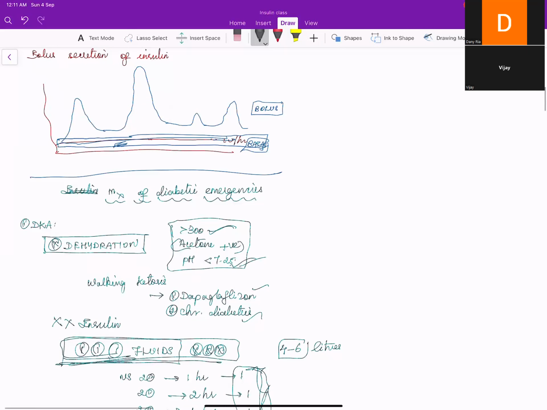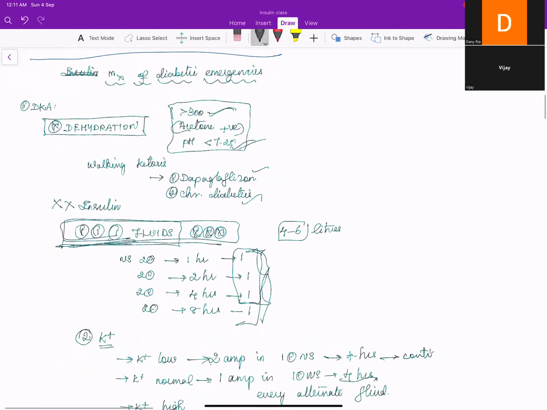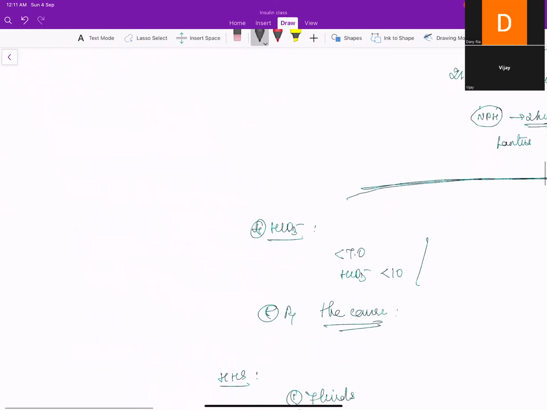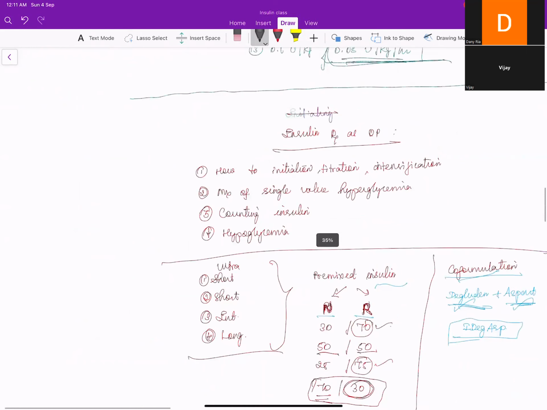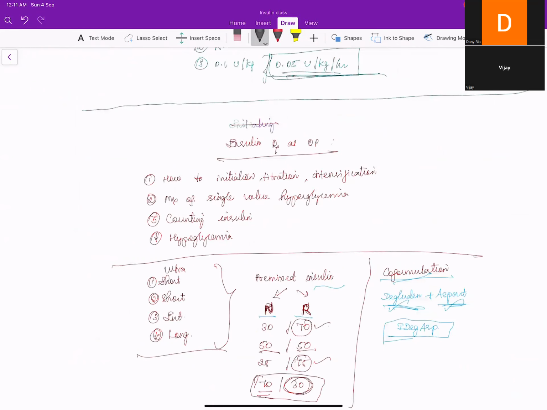For intermediate, what we have to remember is the onset of action is 2 hours and the duration is 18 hours. For long acting, there is no peak to remember. Also basal secretion of insulin: physiological is 1 unit per hour, that is 24 units per day, even if we don't eat. And then bolus secretion of insulin is based on every meal.